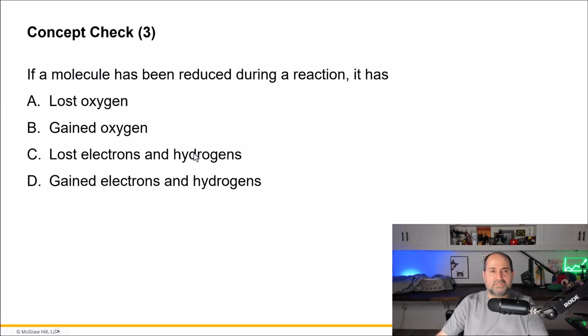So let's solve this concept check. And then we will take a short break time with Gizmo and Wicket. What do you say? So concept check number 3, if a molecule has been reduced, right? Remember GER, reduced during a reaction, it has lost oxygen, no. Gained oxygen, no. Lost electrons, no, that's oxidized. Gained electrons, that should be the answer, D. Remember, because GER, gain of electrons means reduction, right? So there you go.